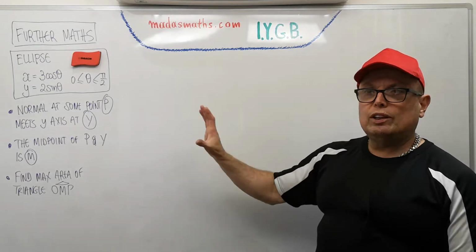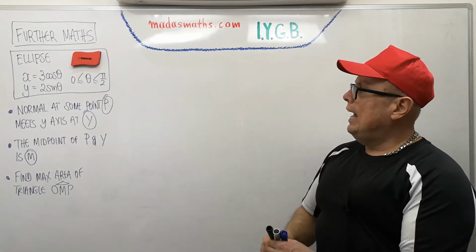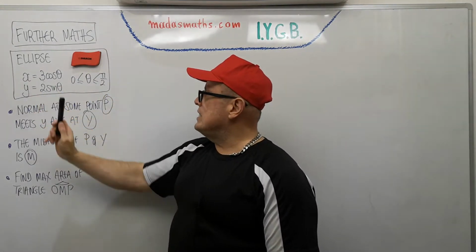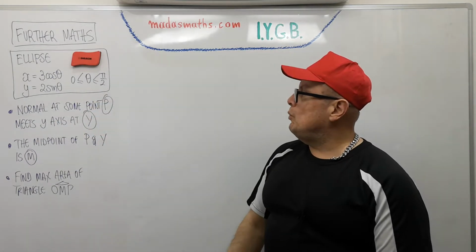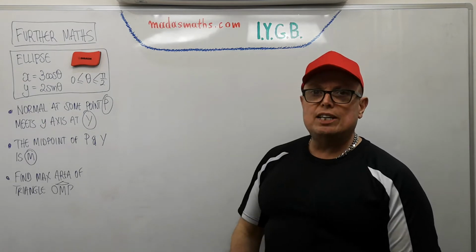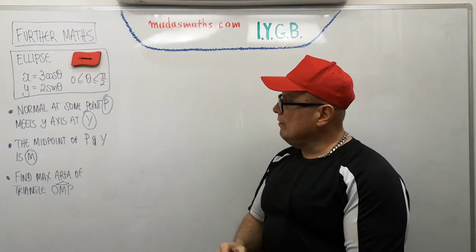Okay, let's see what the question is actually saying. I've written the key points up there. We've got an ellipse given parametrically with these equations: x is 3 cos theta, y is equal to 2 sine theta. Theta runs between 0 and pi over 2, so clearly it's only the part of the ellipse in the first quadrant, on the top right of your axes.